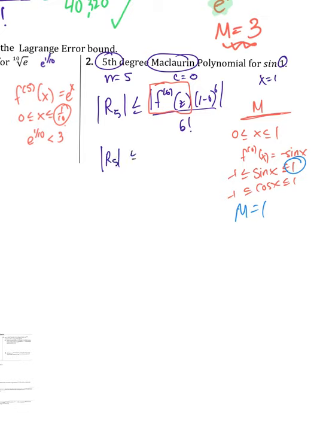It's a number that we feel incredibly comfortable plugging in. So I'm going to put a 1 here, times 1 to the 6, which is still just 1, all over 6 factorial. So this is just 1 over 6 factorial.